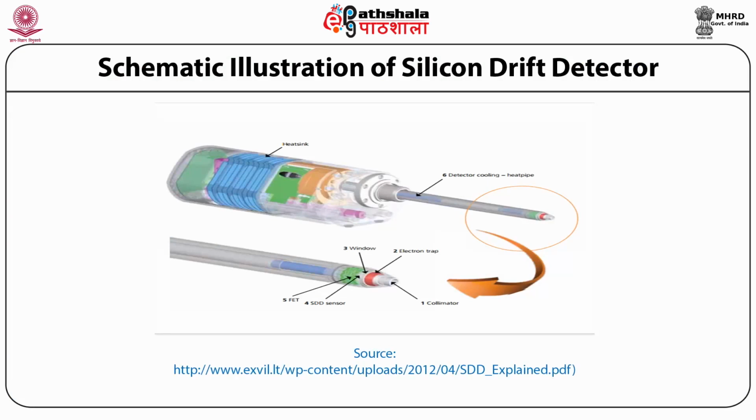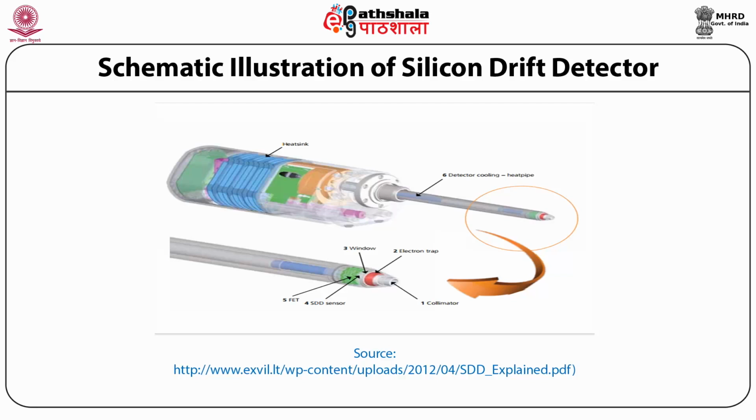Number 1 is the collimator. The collimator provides a limiting aperture through which X-rays must pass to reach the detector. Number 2, the electron trap. Electrons that penetrate the detector cause background artifacts and also overload the measurement chain. The electron trap is a permanent magnet assembly that strongly deflects any passing electrons.